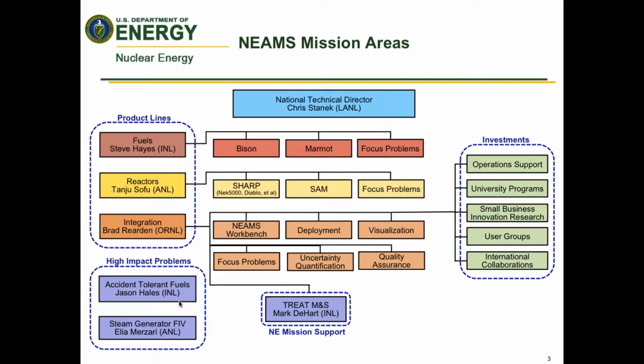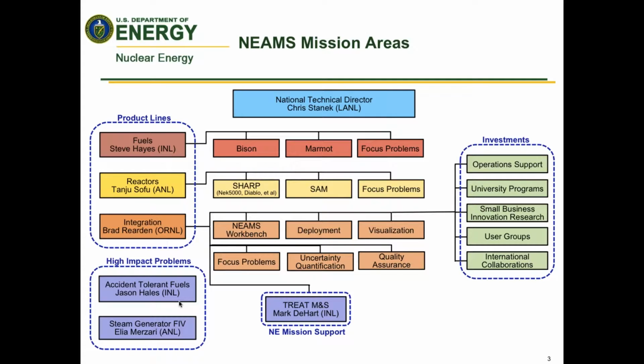The dotted lines represent our major areas. We have 3 product lines: fuels product line, reactors product line, and integration product line. We'll go over those later. And then we have 2 high-impact problems. High-impact problems is a growing area in NEAMS, a growing area of emphasis. However, even though it's a separate area, it still makes use of the tools that are produced in the product lines and are covered in the work subscopes for this call.